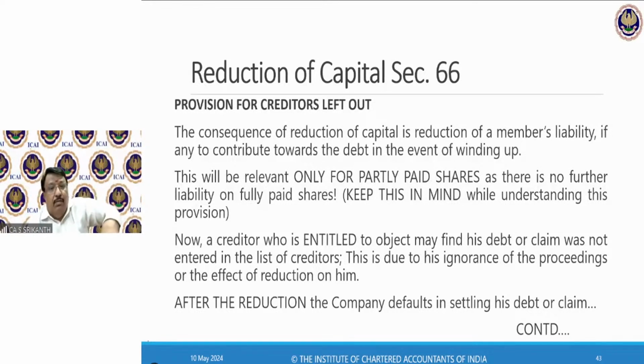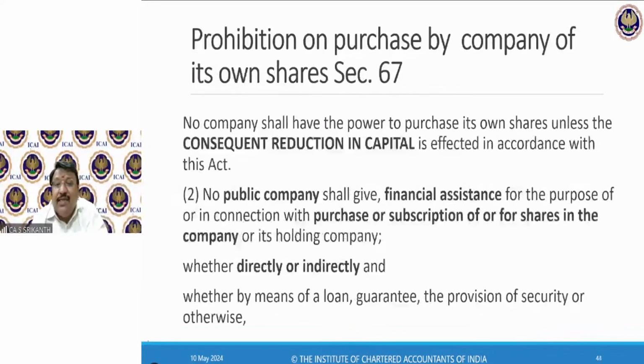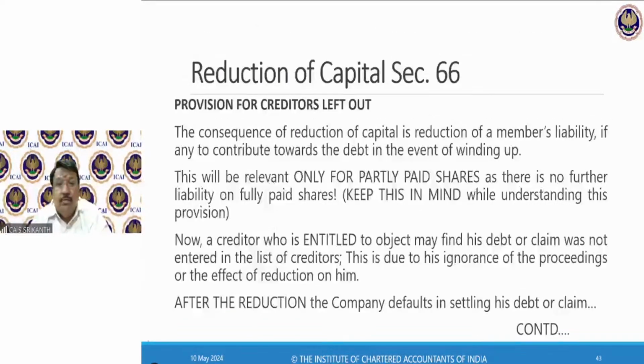After the reduction, if the company pays him, no problem. If the company defaults in settling his claim, then to that extent, those partly paid shareholders who are there on the day of reduction alone have become liable to pay to this person. Because to that extent, their liability was reduced. So that liability will be again created. And they have to contribute and pay to this person whose name was left out of the list of creditors. Right?